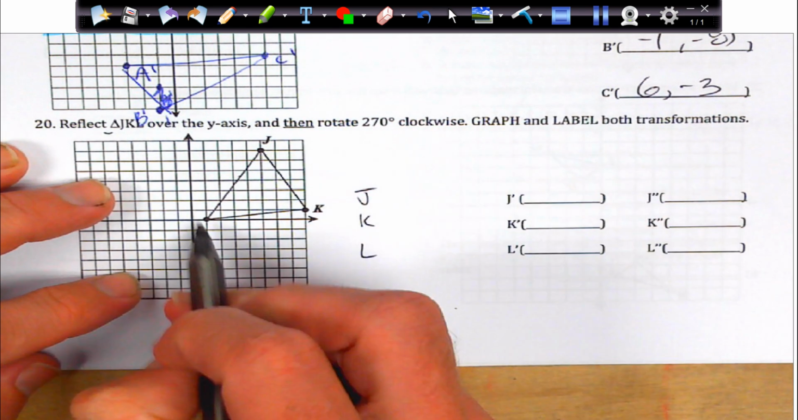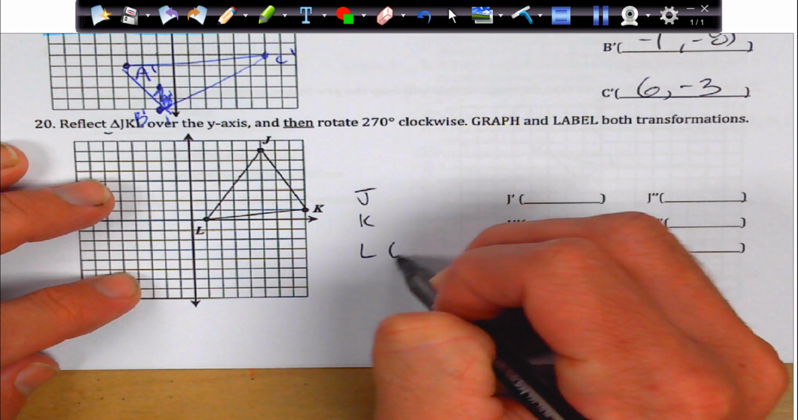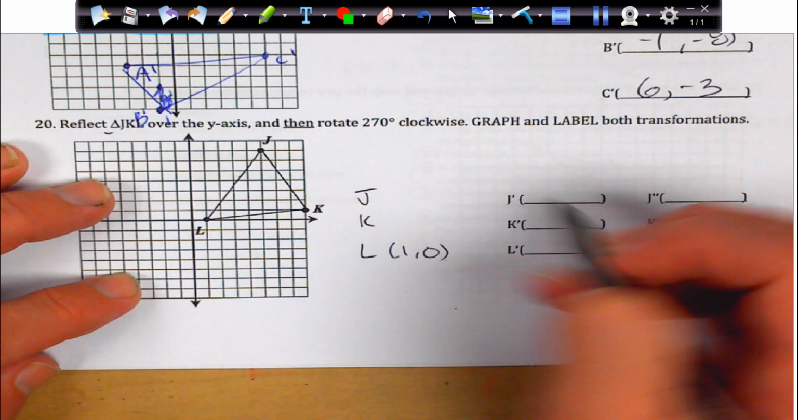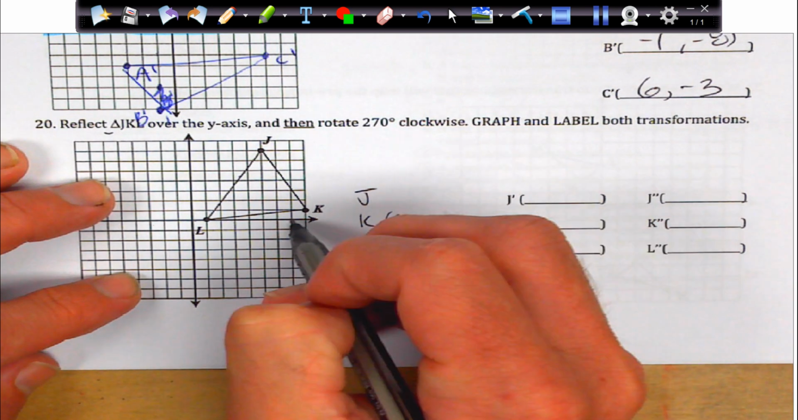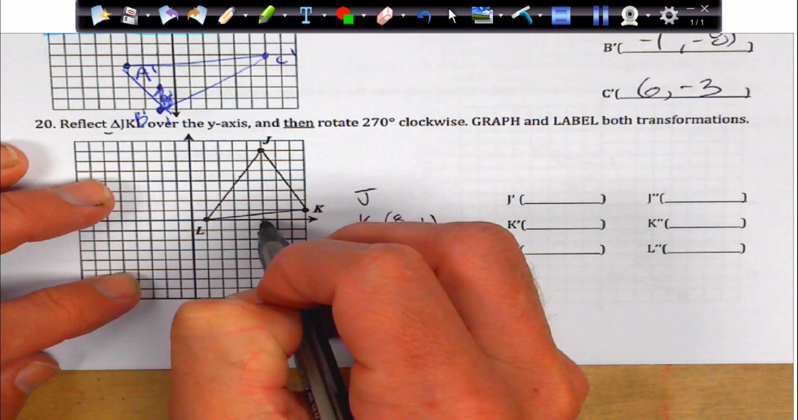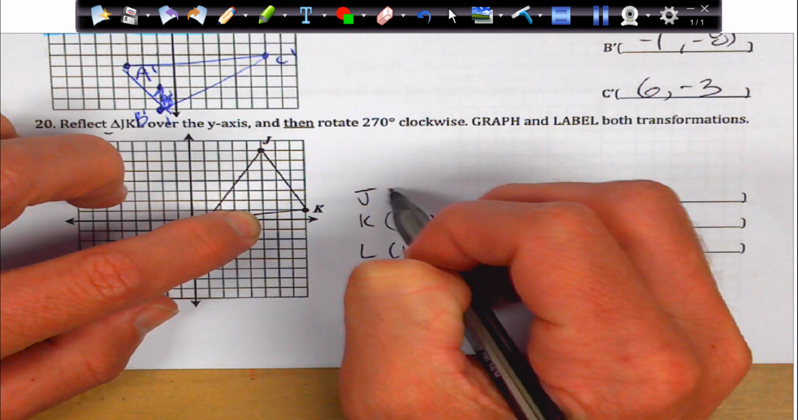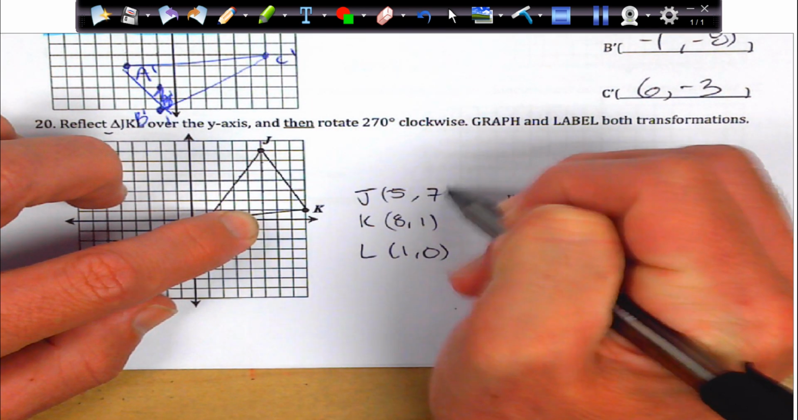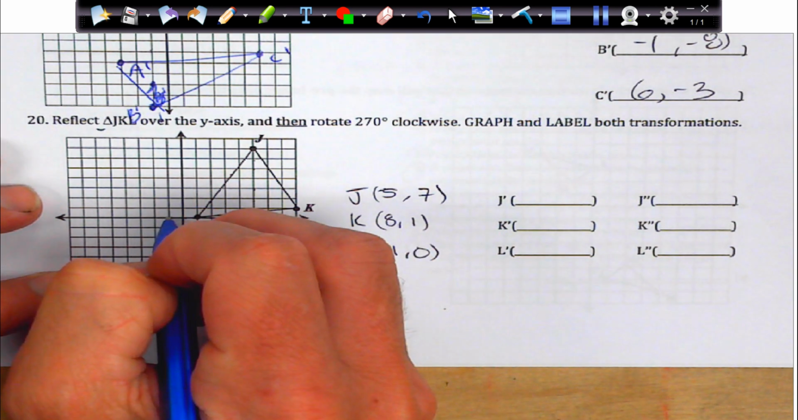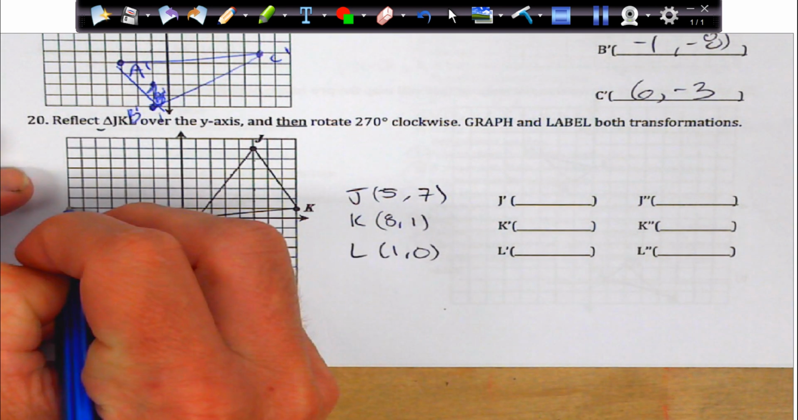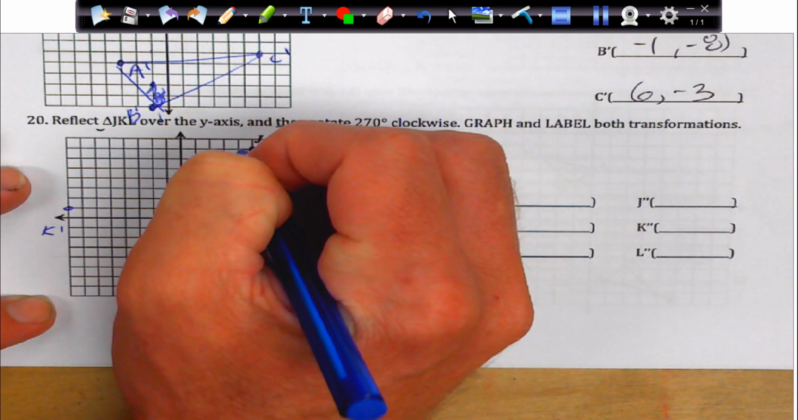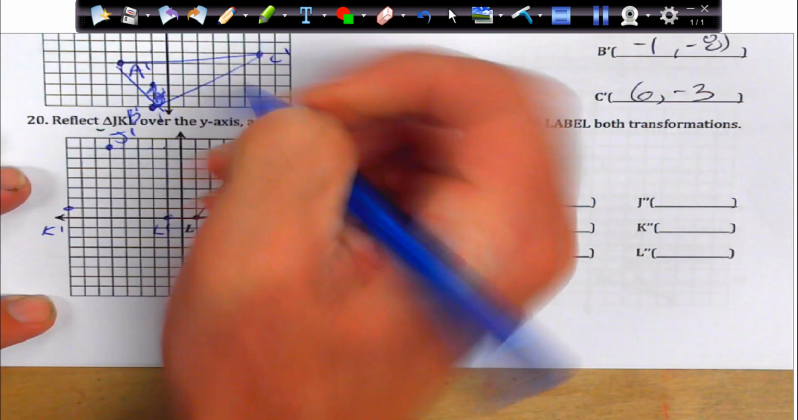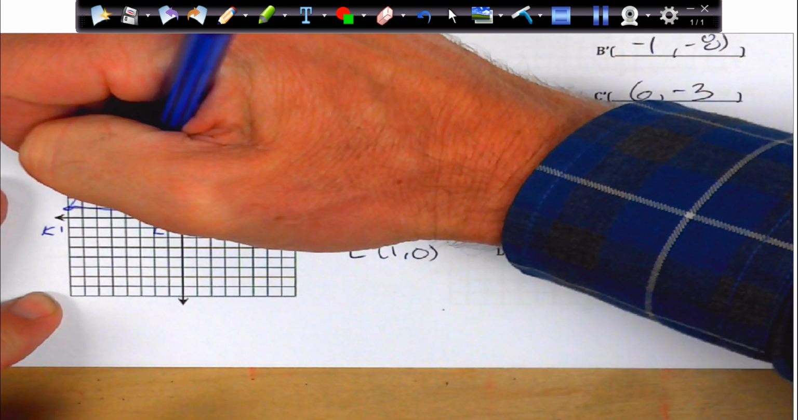K, L. So L is really easy. It's just at 1, comma 0. That one's really easy. Then I'm at 1, 2, 3, 4, 5, 6, 7, 8, positive 1. And then you are at 1, 2, 3, 4, 5, 5. And then up 1, 2, 3, 4, 5, 6, 7. Okay. So for my prime, I should just reflect it across here. However far away it is over there, it's that far away. 1, 2, 3, 4, 5. 1, 2, 3, 4, 5. And there's J.